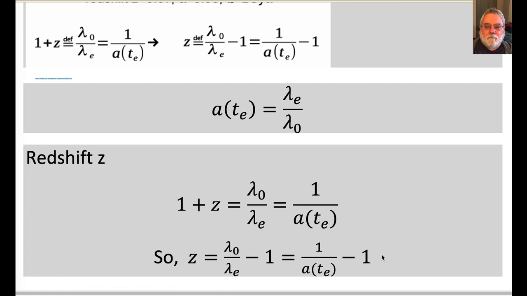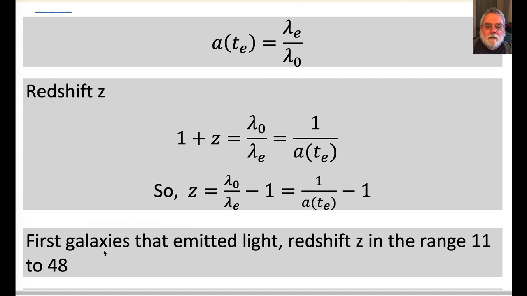Light emitted immediately after the Big Bang, when the scale factor was near 0, would have redshift Z near infinity. However, all light emitted in the first 300,000 years got absorbed shortly after emission, so that light no longer exists to be detected. For the first galaxies that emitted light, redshift Z is in the range 11 to 48.